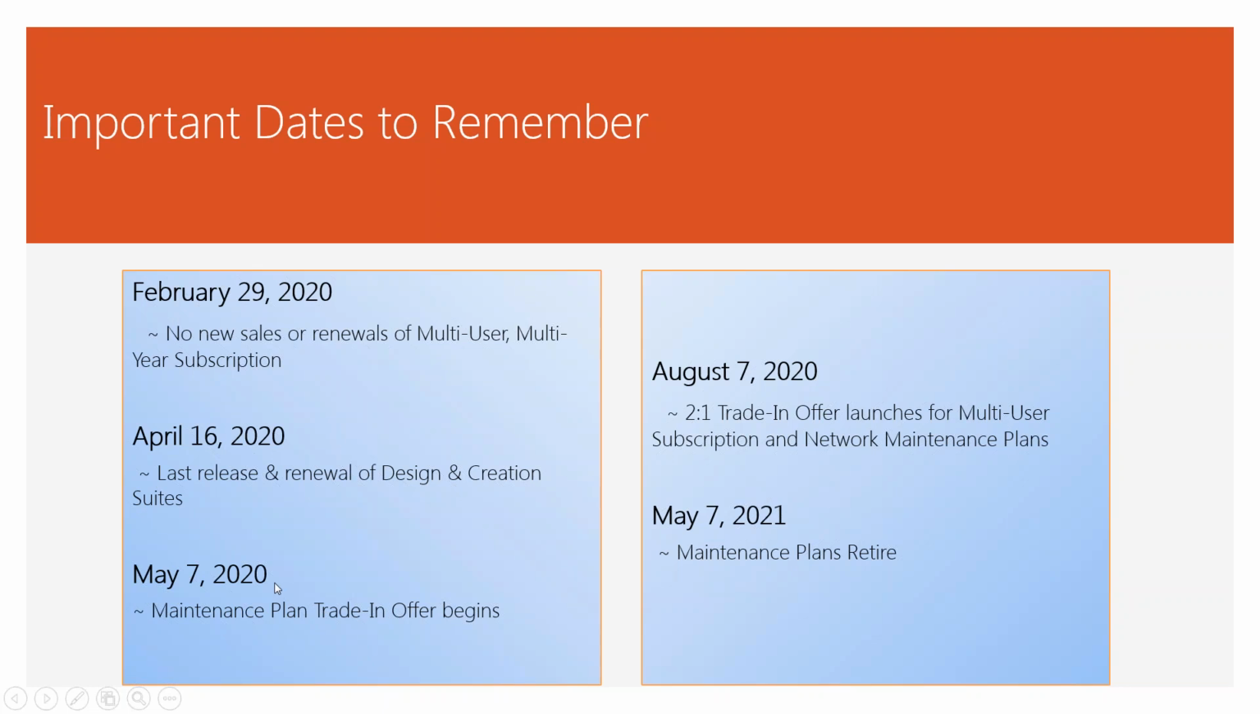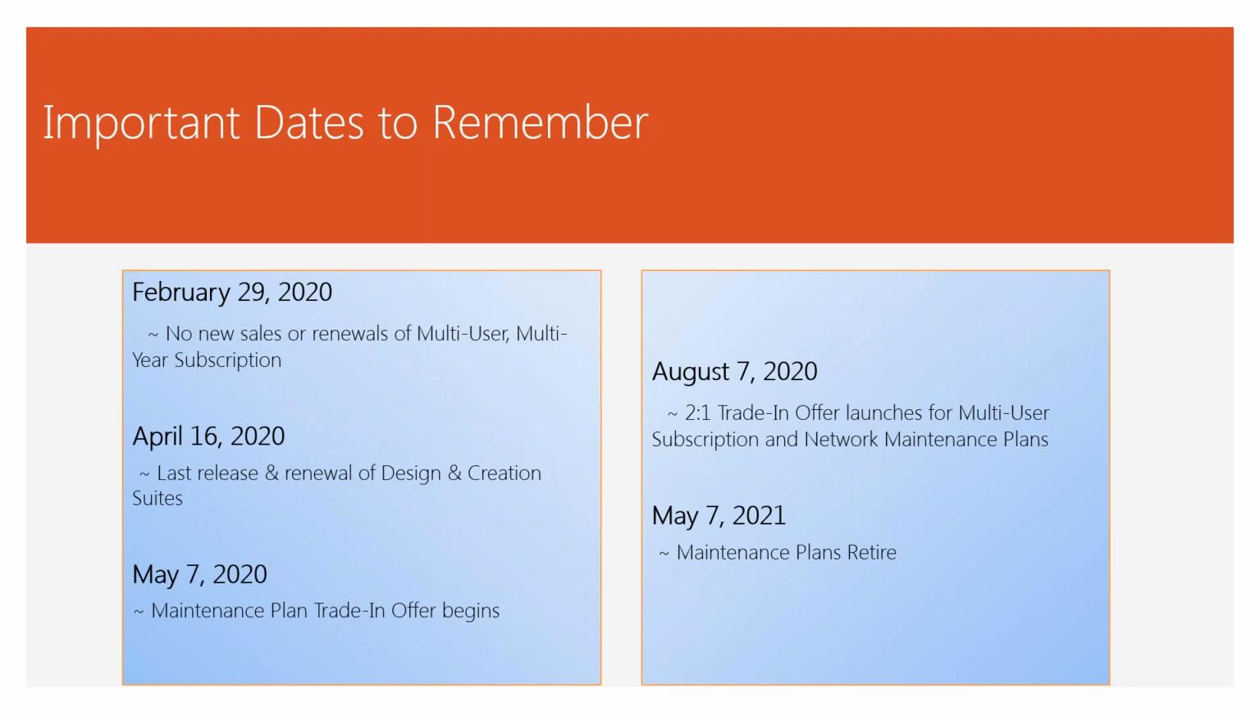But the two main dates now are the August 7th date for your 2-for-1 trade-in offer. And one important thing to remember about the 2-for-1 trade-in offer: if you don't take advantage of it at your first renewal, at your second renewal the following year, you'll only get 1-for-1. So they'll let you still do it, but you'll only get 1-for-1. So it's important to remember your first renewal date is when you want to trade in those licenses to get the 2-for-1. And then May 7th, 2021, all maintenance plans retire.